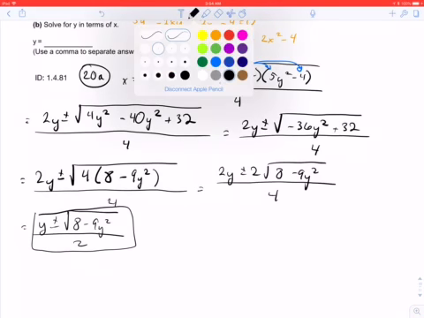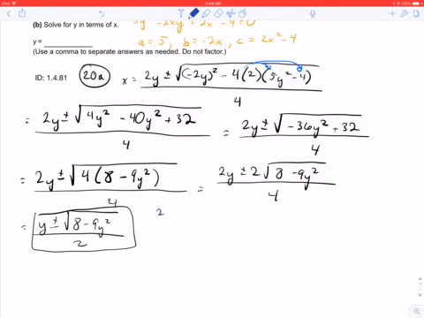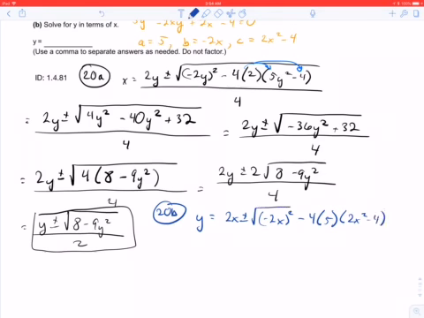So then y is going to be negative b, so it's going to be 2x plus or minus the square root of negative 2x squared minus 4 times a, which is 5, times c, which is this 2x squared minus 4, all over 2a, which is 10.